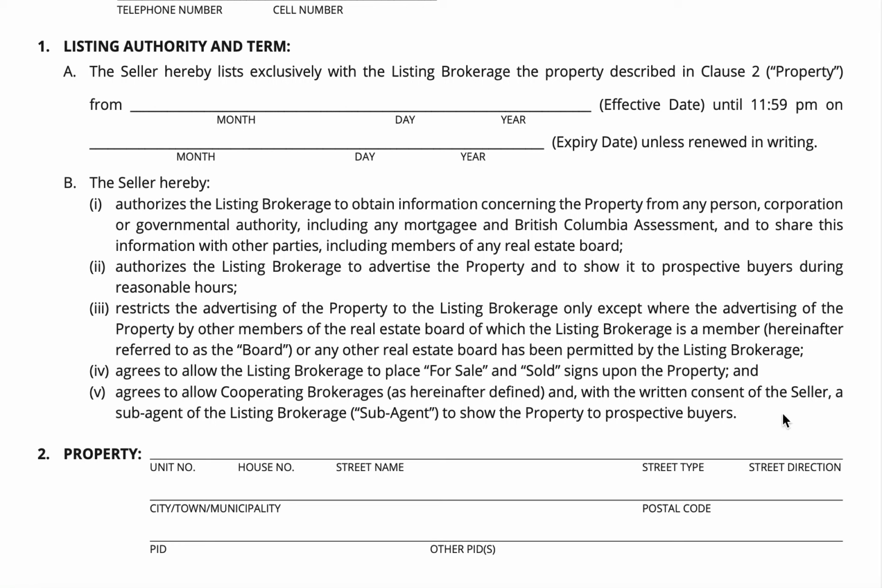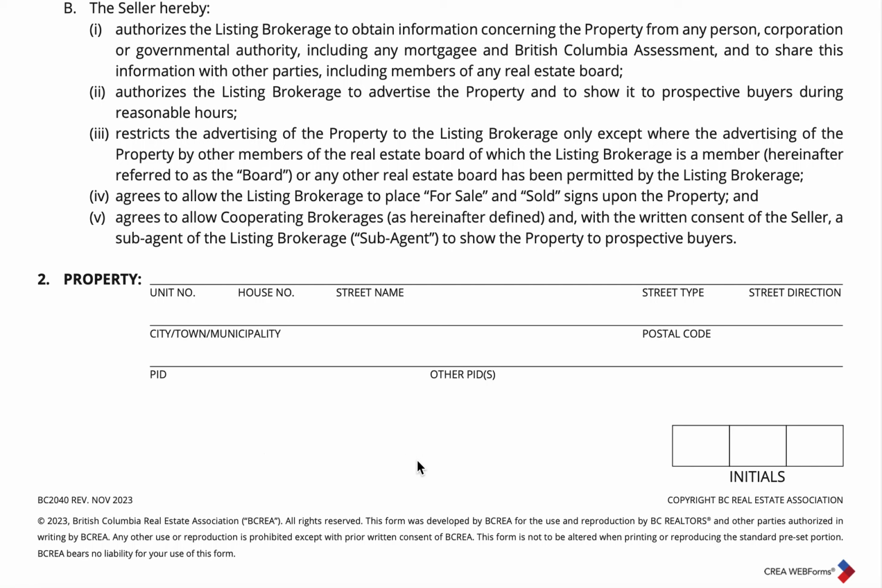and allow the cooperating brokerages and, with written consent of the seller, a sub-agent of the brokerage to show the property to prospective buyers. So basically you're going to allow me to get all the information I need to list it. You're going to allow me to list it. You're going to let me put a sign up, and you're going to let buyers agents bring their clients to show the property. All very simple stuff.